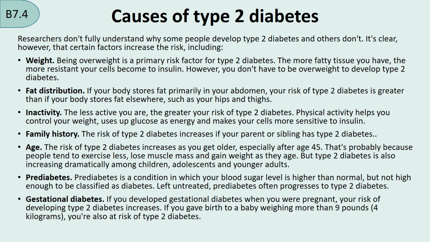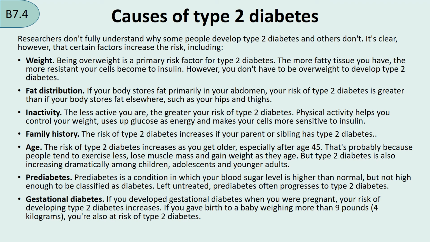Family history. So if you have got members of your family with type 2 diabetes, it can increase your risk. Your age. So after 45, really, it can increase your risk of type 2 diabetes. And that's normally because people are exercising less or because they're losing muscle mass and gaining weight.